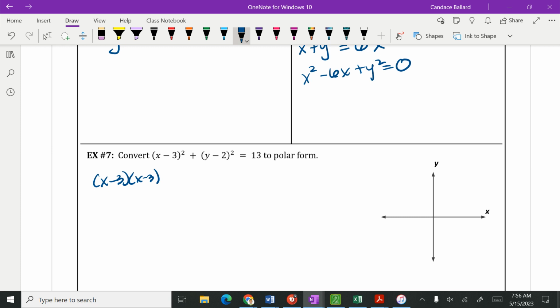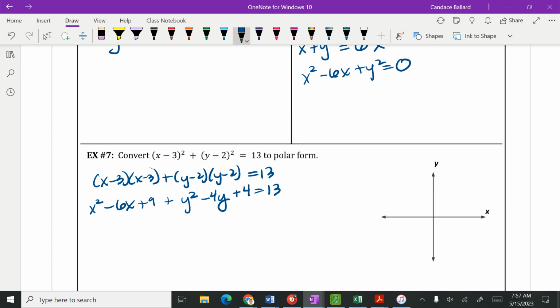So x minus 3 times x minus 3 plus y minus 2 times y minus 2 equals 13. So we've got x squared. What do I get in the middle for this one? Negative 6, good. Plus 9, perfect. Plus y squared. What's going to go in the middle for this one? And then what's going to go on the last? Plus 4 equals 13. Good.